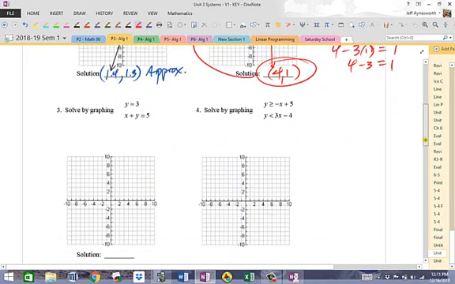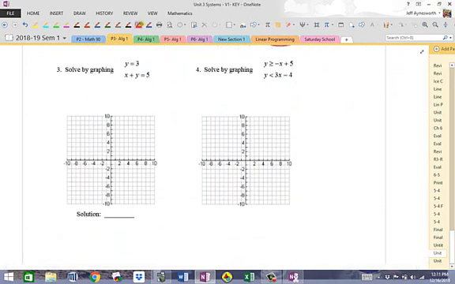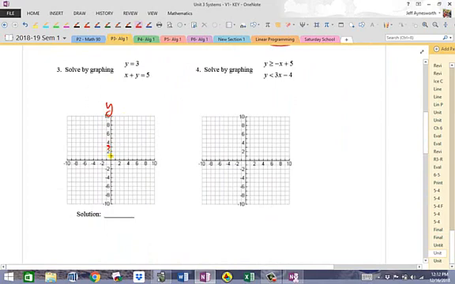Okay, let's move on here. So you've got y equals 3. So you go on the y-axis and find 3. There it is. And I don't care if you go up and then right or up and left, y is always 3 right there. So you've got this horizontal line at 3.